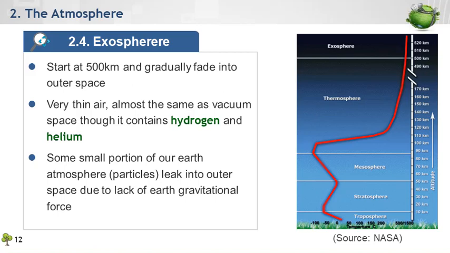Furthermore, a small portion of the Earth's atmosphere leaks into outer space in this layer due to the lack of Earth's gravitational force, as this layer is very far from the Earth.